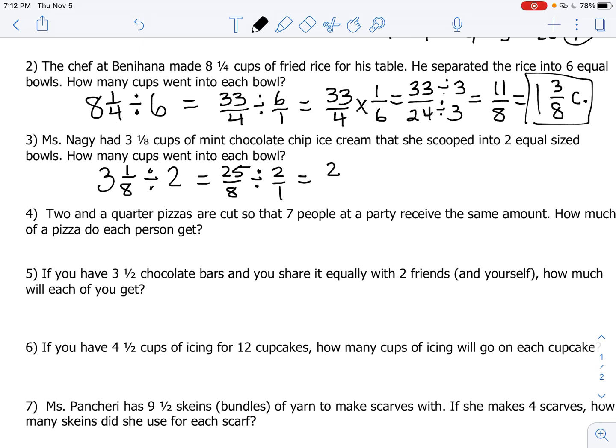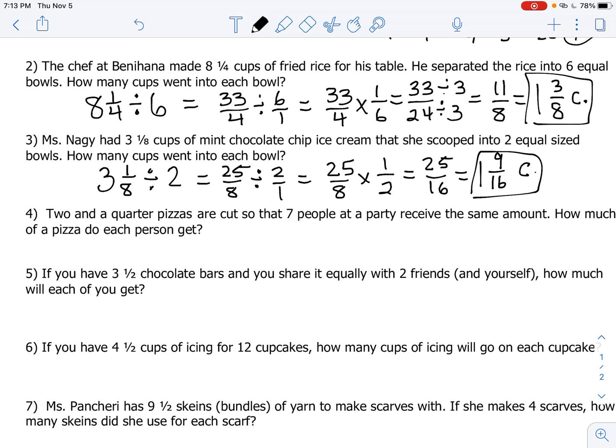We're going to keep the first fraction as is, 25/8, change the division to multiplication, and flip the second fraction over. When we multiply, we end up with 25/16. It can't be reduced further, so we're just going to change that to a mixed number. 16 goes into 25 one time, with 9 left over. So we have 1 9/16 cups went into each bowl.